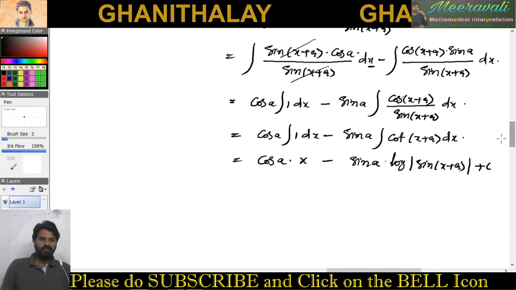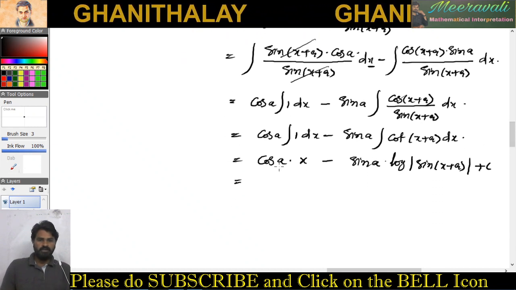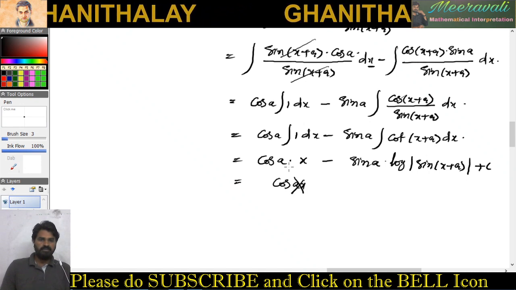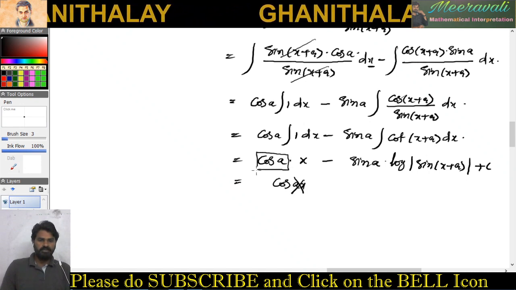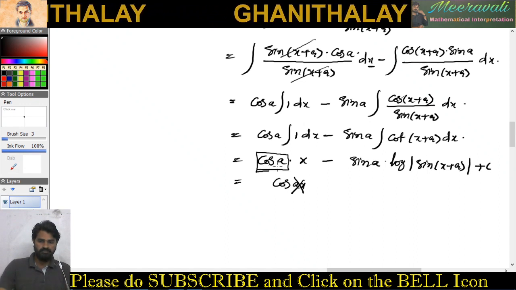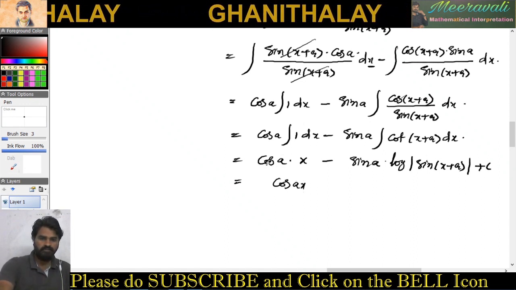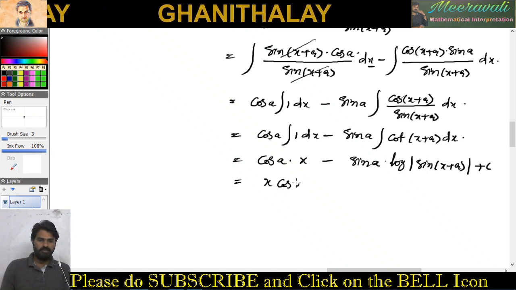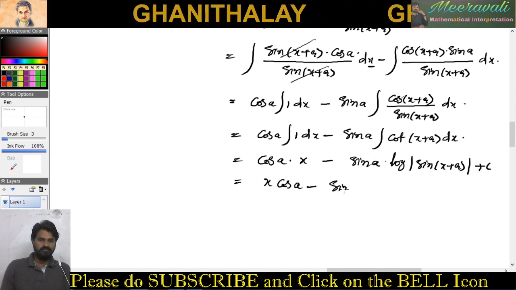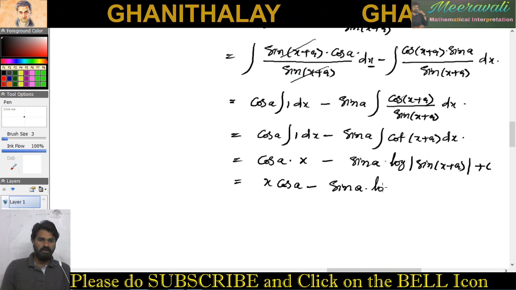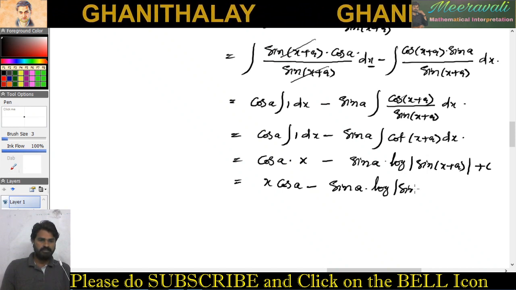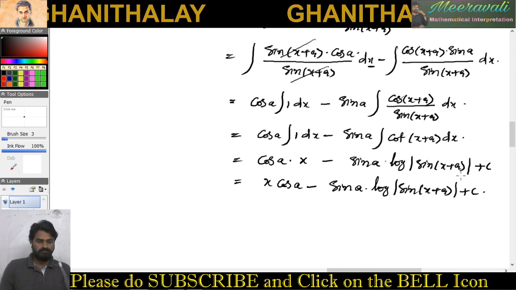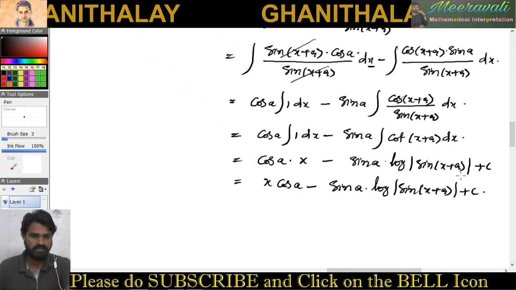Now finally you get cos a into x, that is x into cos a. Cos a is the total term that belongs to the cos function. So we write x into cos a minus sin a into log of sin of x plus a, plus c. So this is the answer.